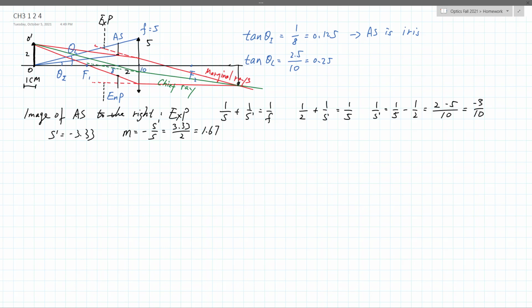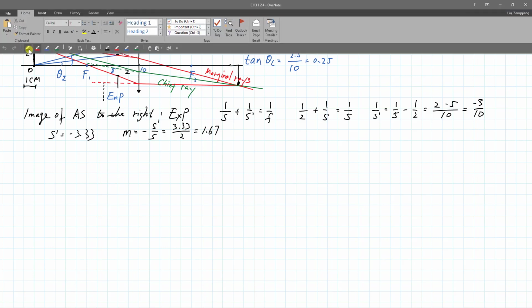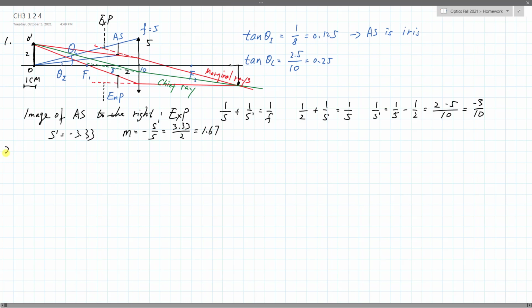Alright, let's take a look at the second question here. In question 2, everything has been changed, but the arrangement is still object, there's an iris, and then there's a lens. So repeat question 1 for an object 4 centimeters high. Let's start with the 1, 2. Okay, 4 centimeters high. Let's get down here. 1, 2, 3, 4. So a 4 centimeter high object.